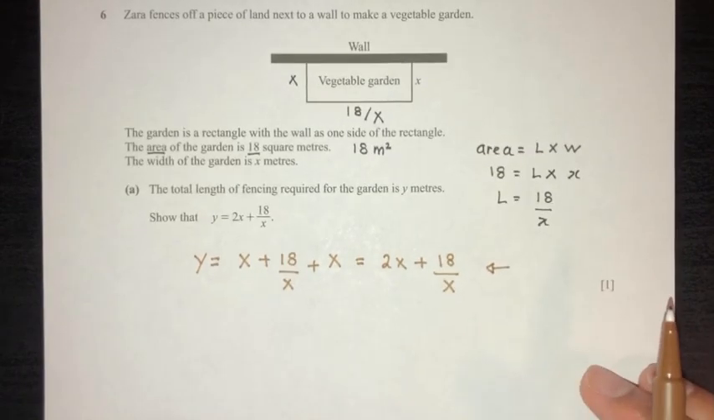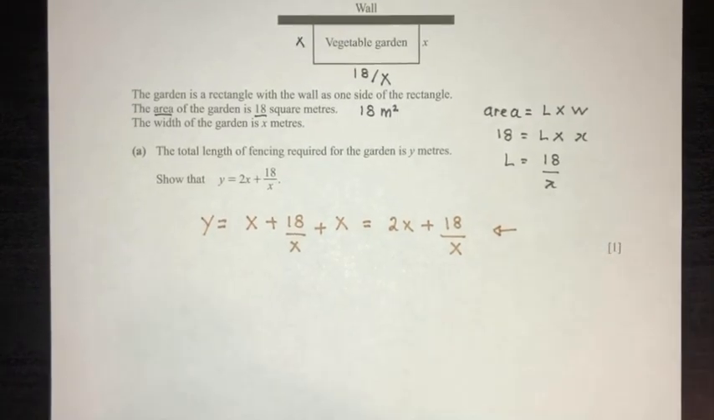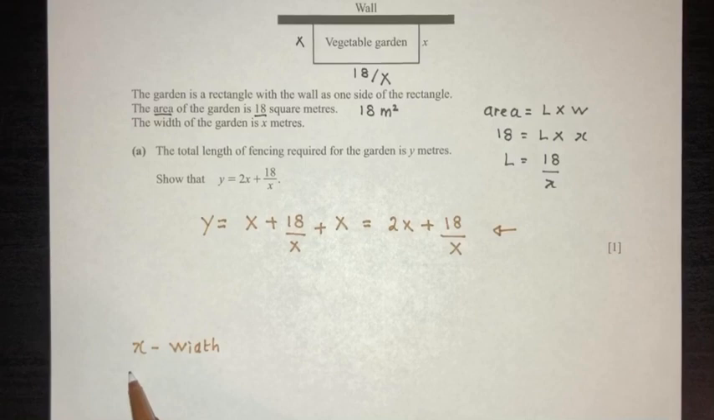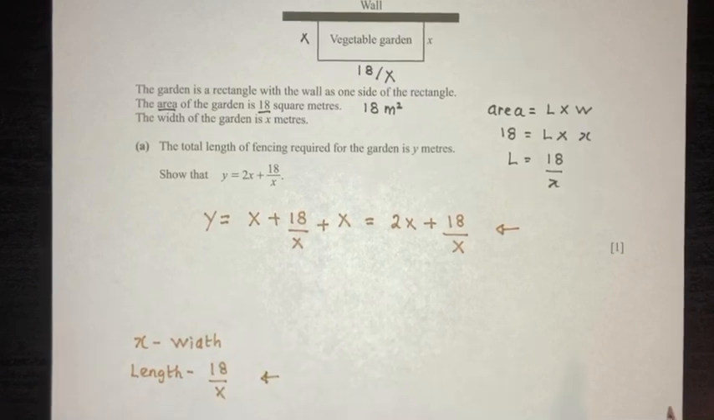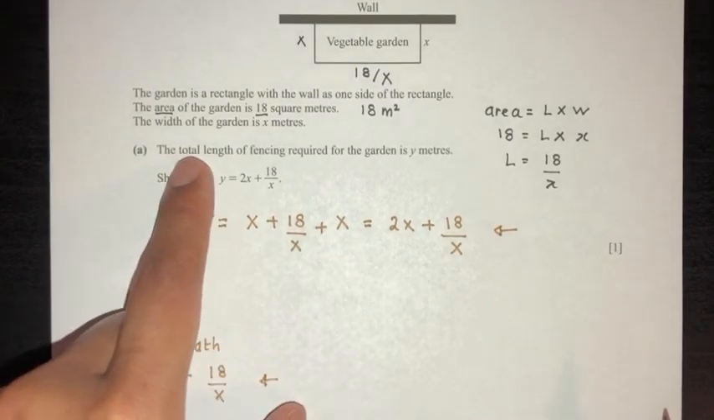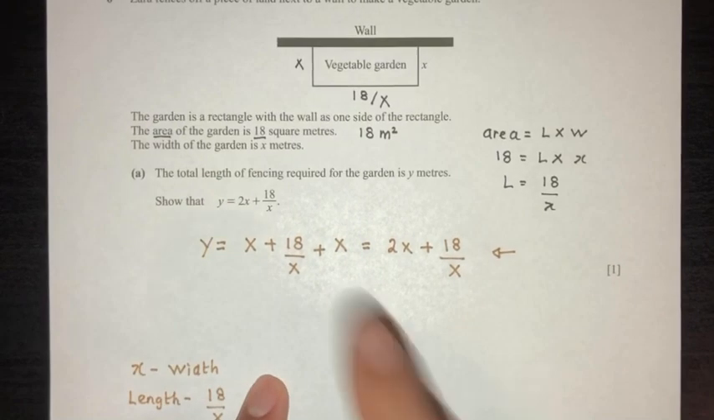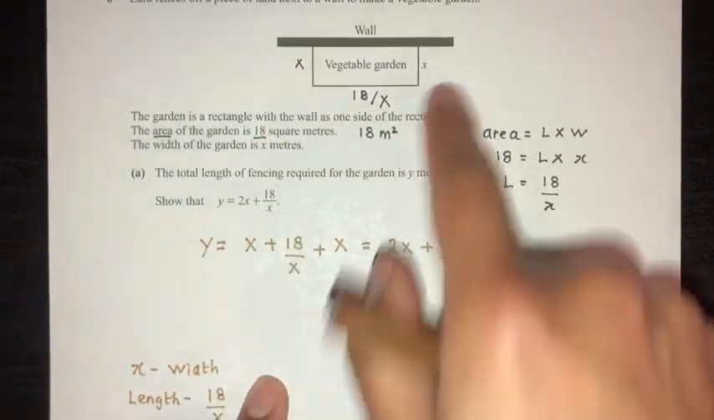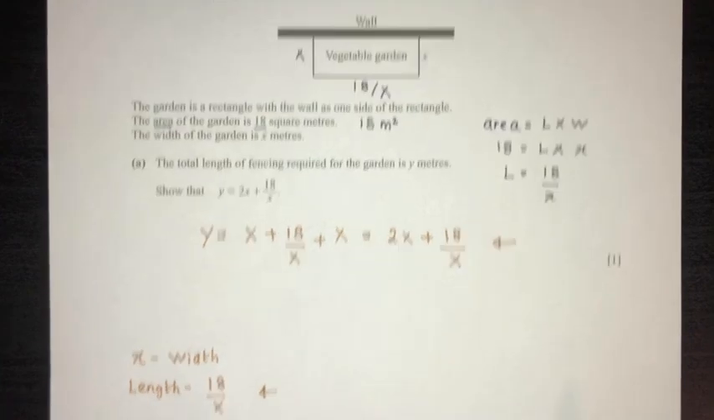Now let's write two things that we need to use later on. x, remember, represents the width, and the length is given by 18 divided by x. So just remember this for later on. For now, this was pretty easy. The total length is just a perimeter. We just have to see the distance around the garden for this value. Okay, that is pretty easy.